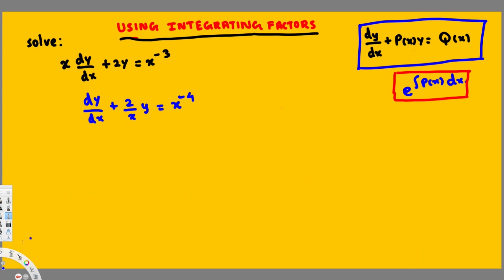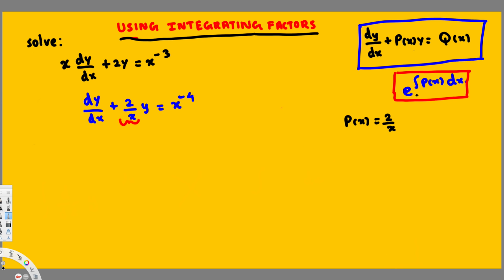Now the next thing we have to do is find out p of x, because we need this to find the integrating factor. p of x is whatever the value we are adding with dy over dx and multiplying by y. If you notice, 2 over x is the one we are adding with this one and multiplying by y. So this is going to be our p of x. So p of x is equal to 2 over x.